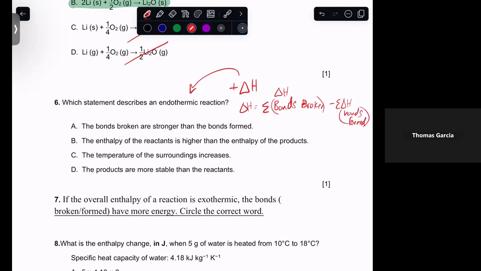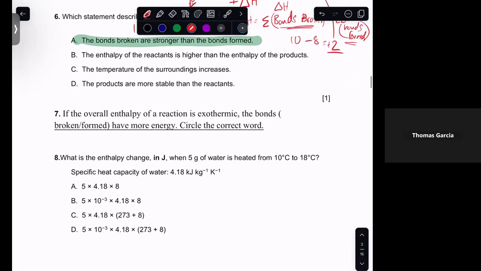minus the sum of delta H of bonds formed. Okay, so using this equation, if the bonds broken are stronger than the bonds formed, then that means they have higher energy. Therefore, this will create a positive value. So it's got to be A. Basically, if the bonds broken are maybe 10 and the bonds formed are 8, well, 10 minus 8 is a positive 2. That's a positive value, positive delta H, endothermic. I don't need to read the rest.